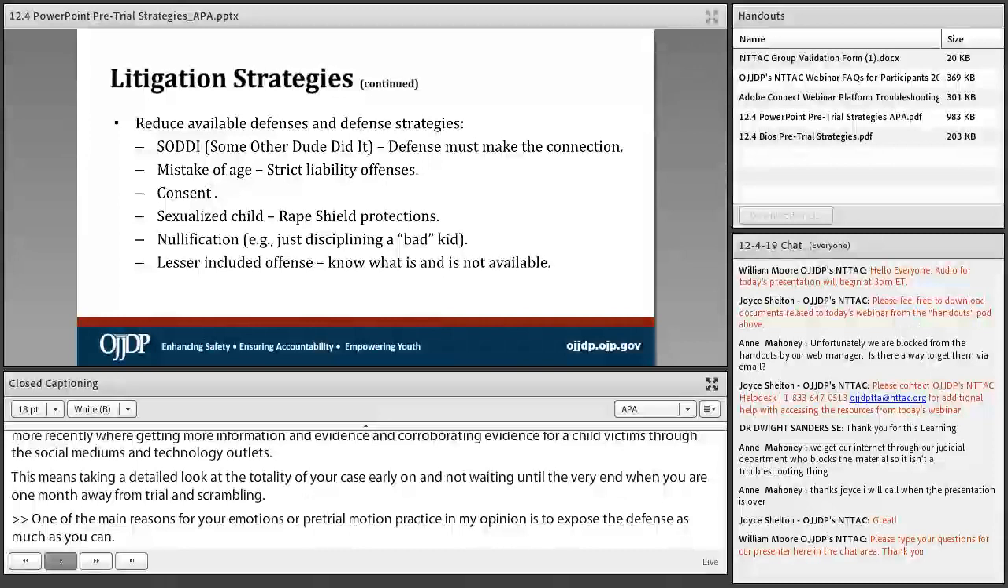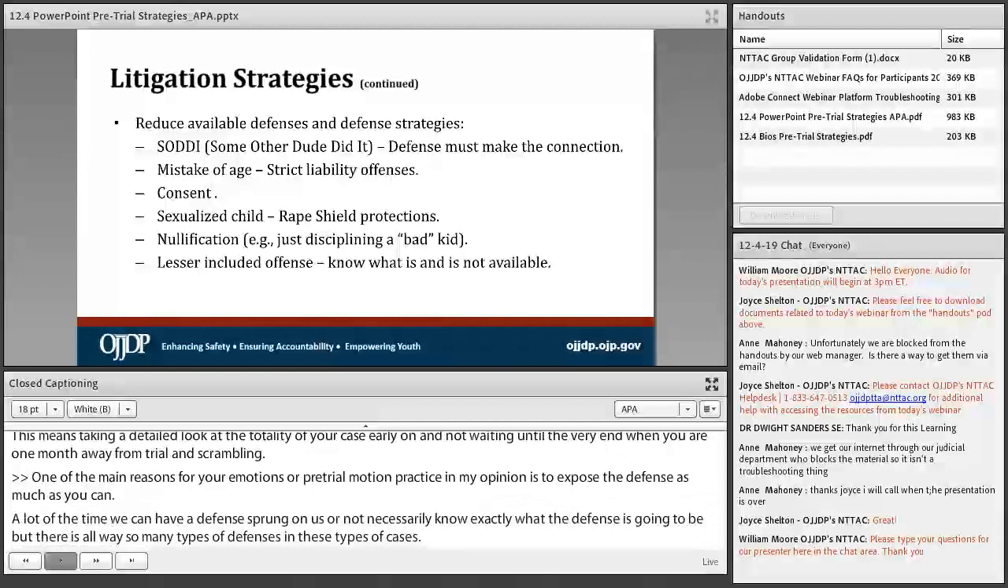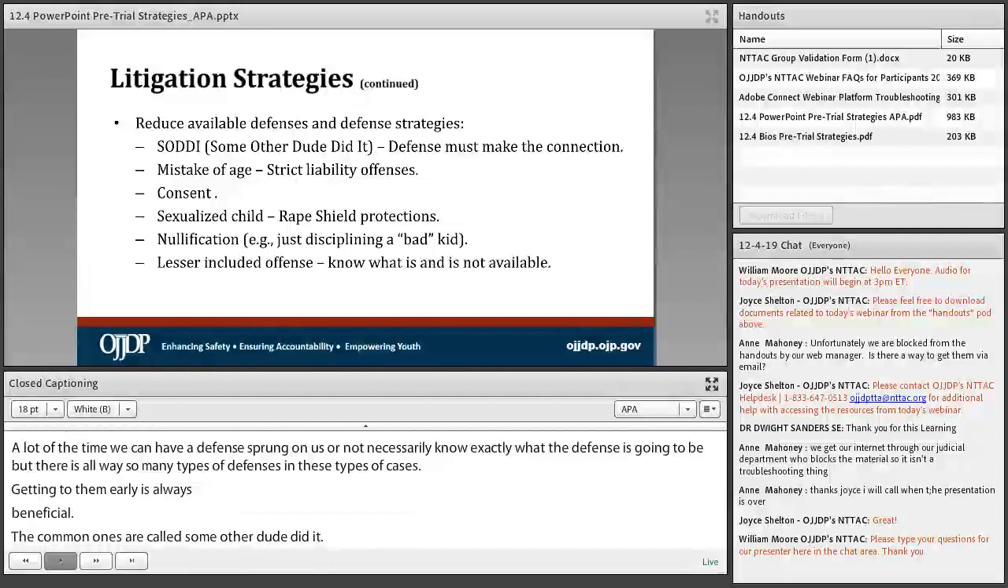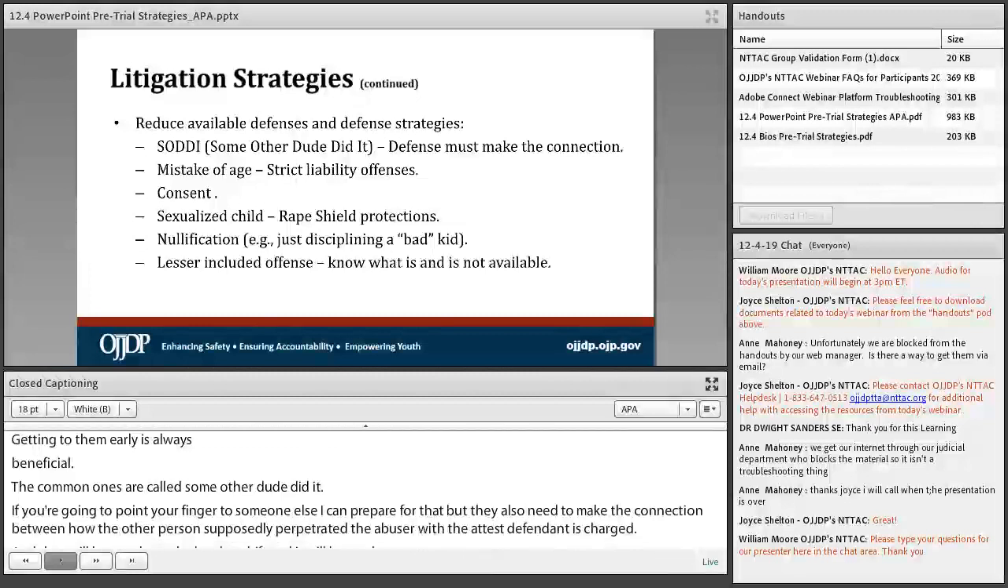The common ones are, we call it SODDI here, some other dude did it, and that's going to force the defense to expose themselves a little. If you're going to point the finger at someone else, well, at least now I know that and I can prepare for that. But they also need to make the connection between how this other person supposedly perpetrated the abuse for which the defendant is charged. And then the burden shifts, and it's going to be on them to prove that. And in doing that, they are going to expose some of their strategy and some of the information that they might have otherwise withheld until you got to trial.